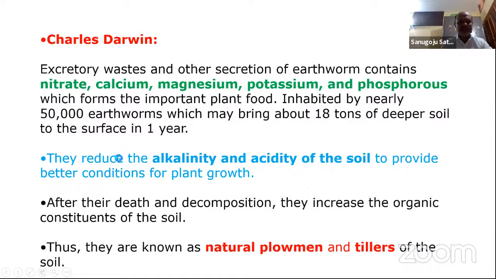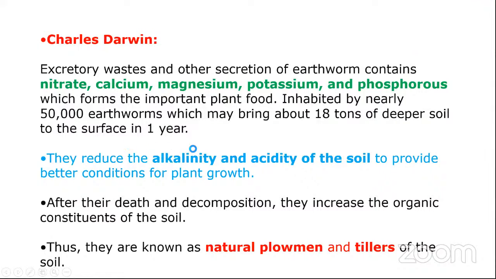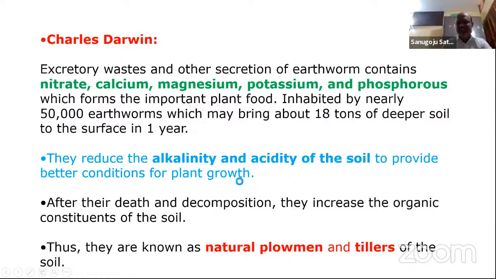It is inhabited by nearly 50,000 earthworms, which may bring 18 tons of deeper soil to the surface in 1 year. Charles Darwin observed this. These are very much useful. They reduce the alkalinity and acidity of the soil to provide better conditions for plant growth. Alkalinity is there, acidity is there, they reduce.